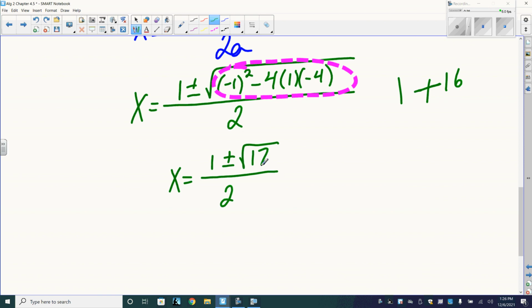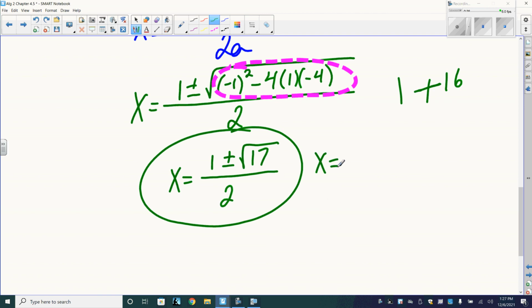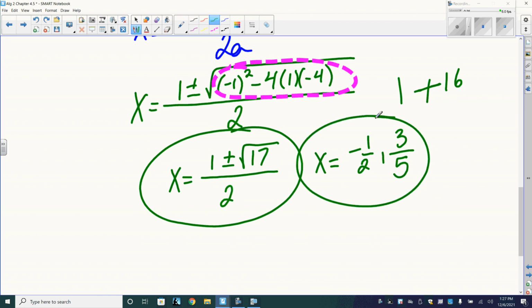Can we take the square root of 17 and get a whole number? No, because the closest one to it is 16, because the square root of 16 would be 4. Square root of 17 does not have a whole number, and that's as simplified as it gets. So those are the other two answers. Because we'd have 1 plus the square root of 17 divided by 2, and 1 minus the square root of 17 divided by 2. Because those would be our other two answers, with x equal to negative 1/2 and 3/5. Any other questions on this here? We good with this here?